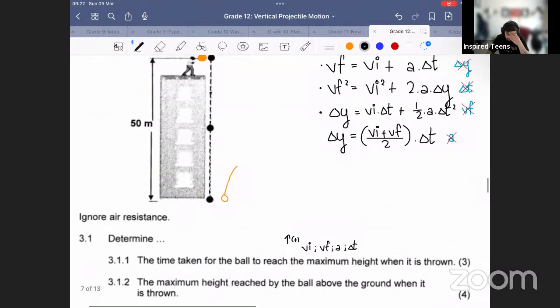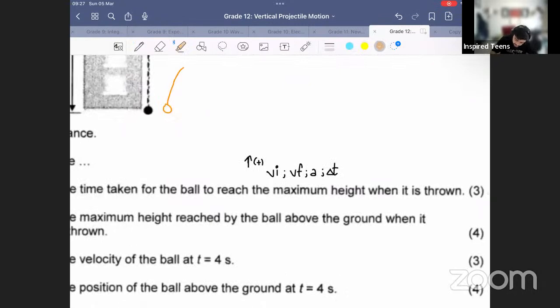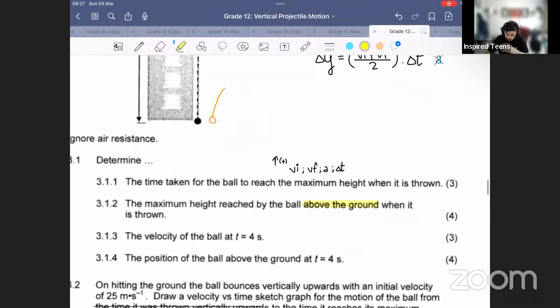3.1.2: determine the maximum height reached by the ball above the ground when it is thrown. Do not get fooled by this. They say above the ground. 1.33: are you getting 1.33? I don't think 1.33 is correct. Please double check your calculations. I believe 1.22 is indeed the correct answer. Can someone else confirm with me as well? Okay, perfect, thank you. So the maximum height reached by the ball above the ground.